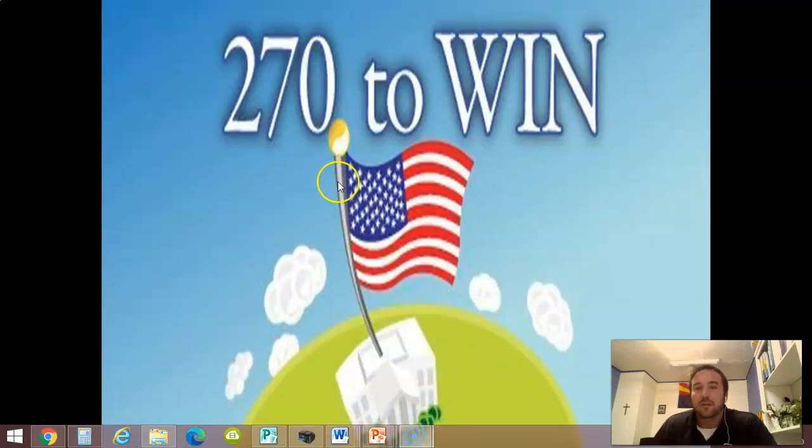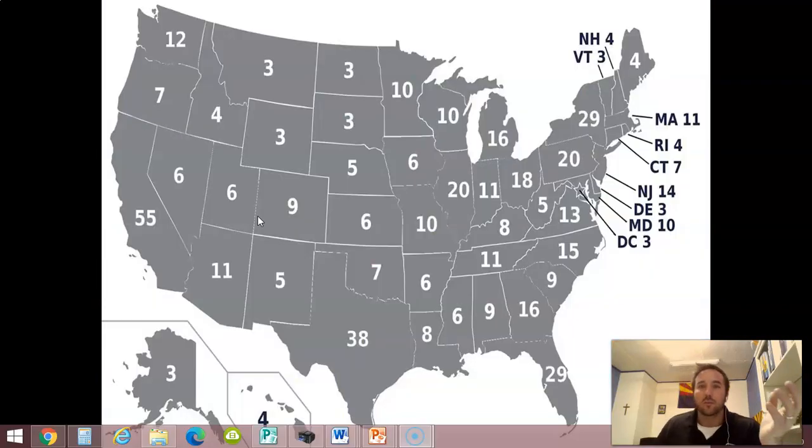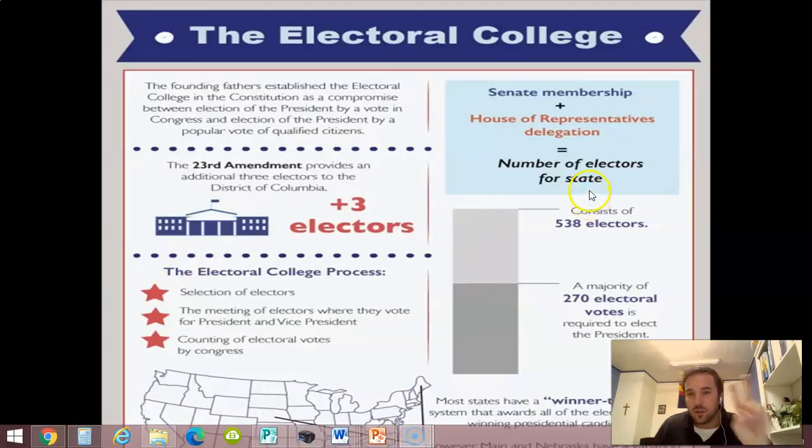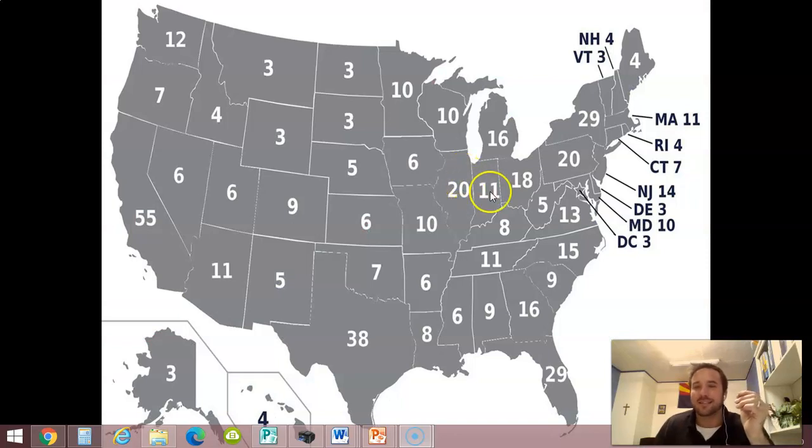Now remember, there are 538 total votes. However, you need 270 to win, more than half, right? We talked about why each state has a number to it. If you remember correctly, it's 2 senators plus a number of representatives, and that is completely dependent on state population. California, by far, has the most people living in that state, which is why they have the most Electoral College votes. Texas is the second most.